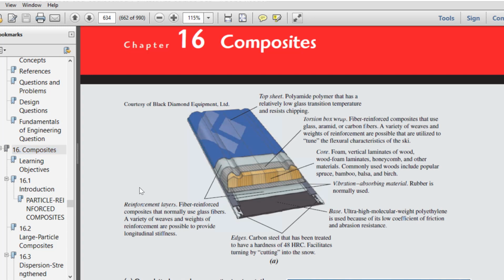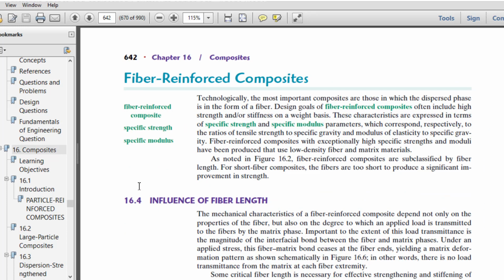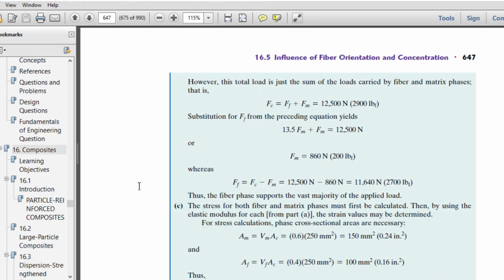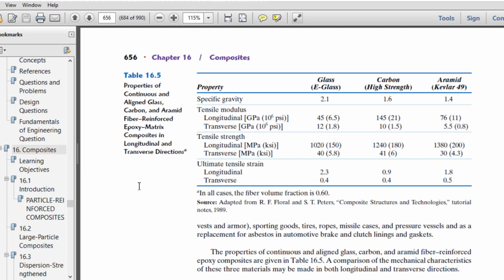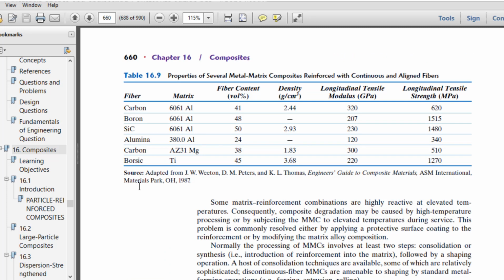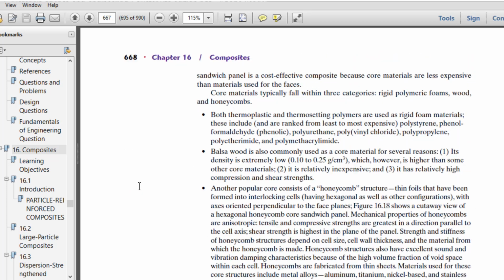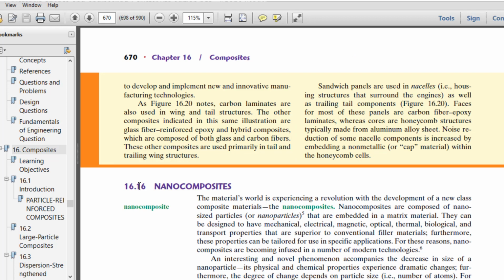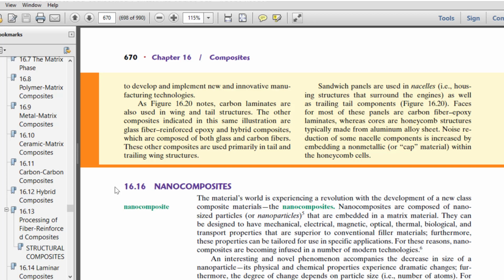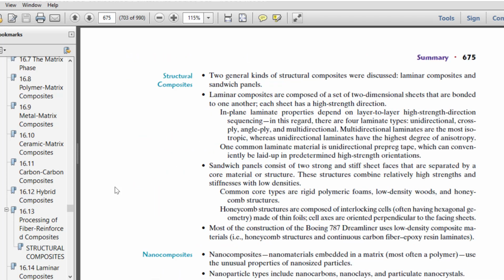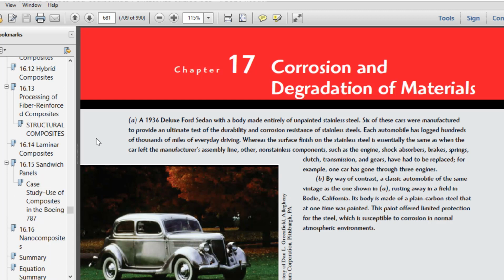And chapter number 16, composites, it is a very important chapter, you have to read, I think completely. Yes, you need to read the complete chapter. Yeah, in this composite you can skip this nano composites, okay. The nano composites, it's not basically asked, okay. Then chapter number 17, that is corrosion.